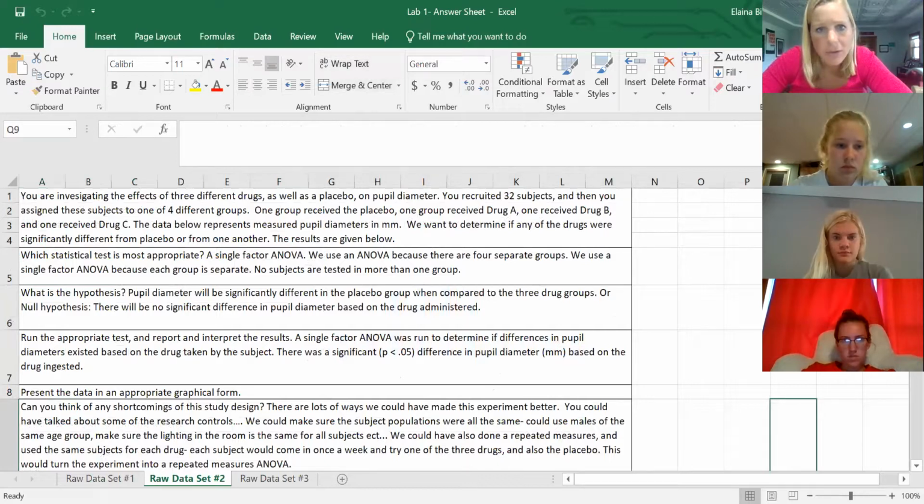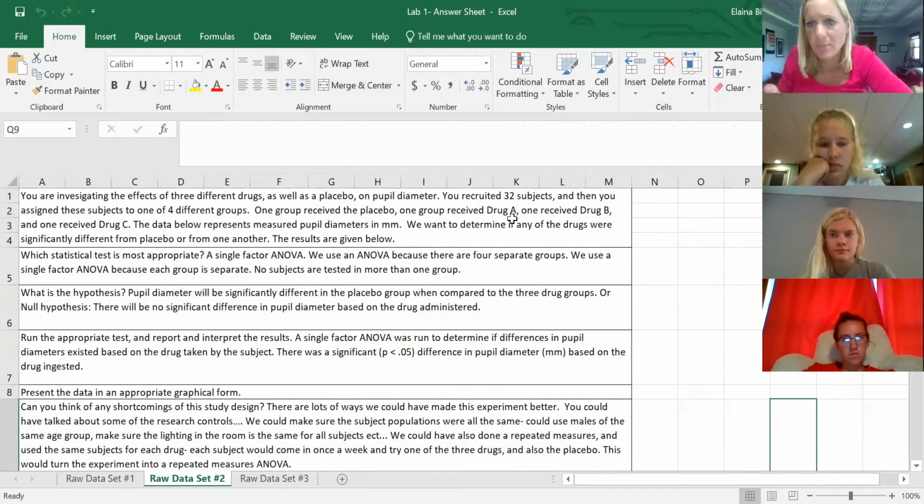For data set number 2, single factor ANOVA was the correct answer. So you had 32 subjects, and each subject was in a separate group, right? So they were mutually exclusive. Nobody was in more than one group for this particular test.